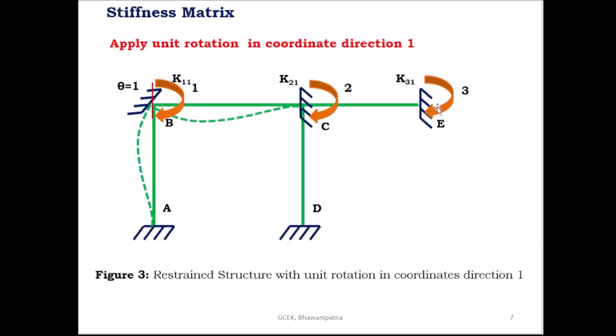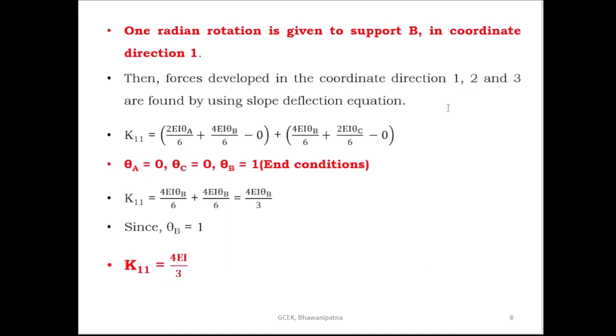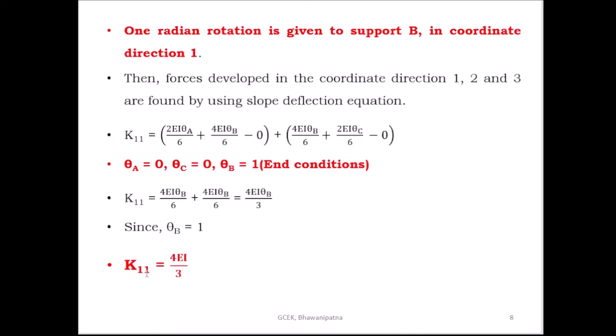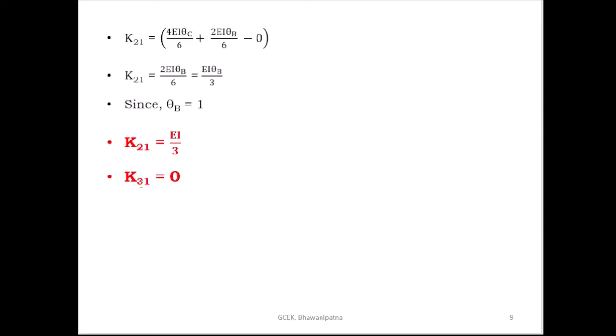Then find out K31. Due to the unit rotation at B, there is no effect on the support E. So K31 is equal to 0. These are the forces you got at coordinate 1, coordinate 2 and coordinate 3 due to unit rotation at coordinate 1.